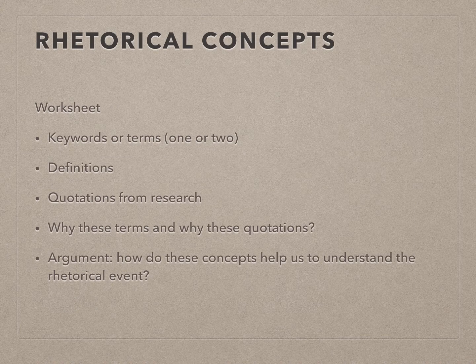Next, you need to think about the rhetorical concepts you're going to use to talk about and make an argument for this rhetorical event. On the worksheet, you're asked several things. One is the keywords or terms that you're going to use. I discourage you from using too many. I don't want you to have a primarily descriptive paper. So you need to use terms that help you make an argument, not just describe. So one or two terms.